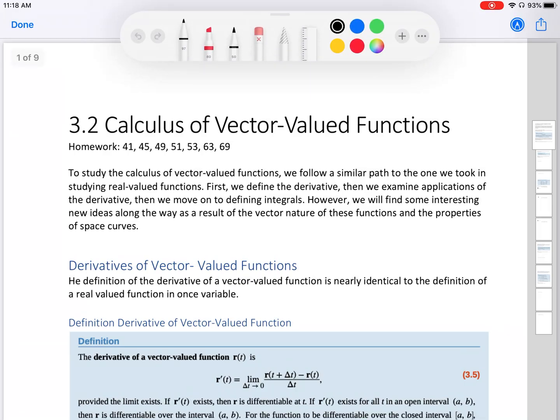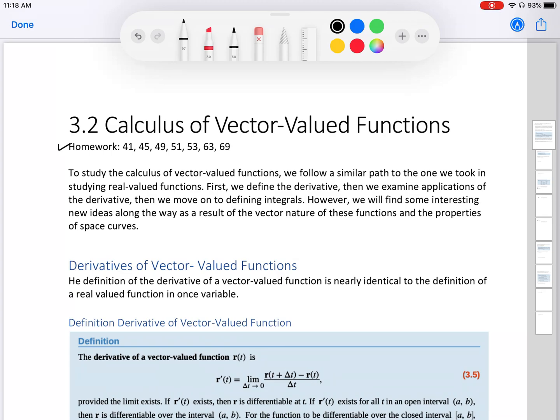Section 3.2, Vectors, Calculus of Vector Valued Functions. Your homework for this section are numbers 41, 45, 49, 51, 53, 63, and 69.